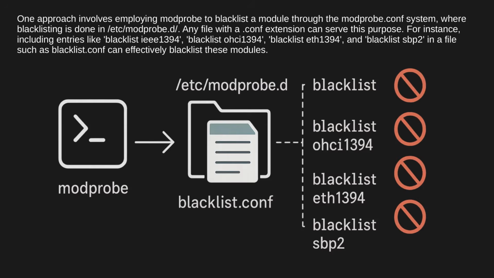One approach involves employing modprobe to blacklist a module through the modprobe.conf system, where blacklisting is done in /etc/modprobe.d. Any file with a .conf extension can serve this purpose. For instance, including entries like blacklist ieee1394, blacklist ohci1394, blacklist eth1394, and blacklist sbp2 in a file such as blacklist.conf can effectively blacklist these modules.